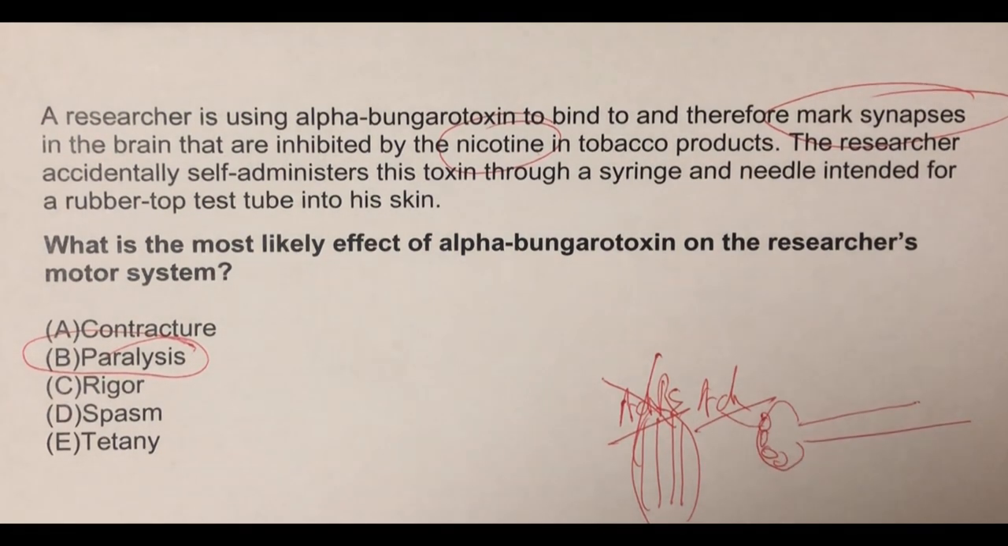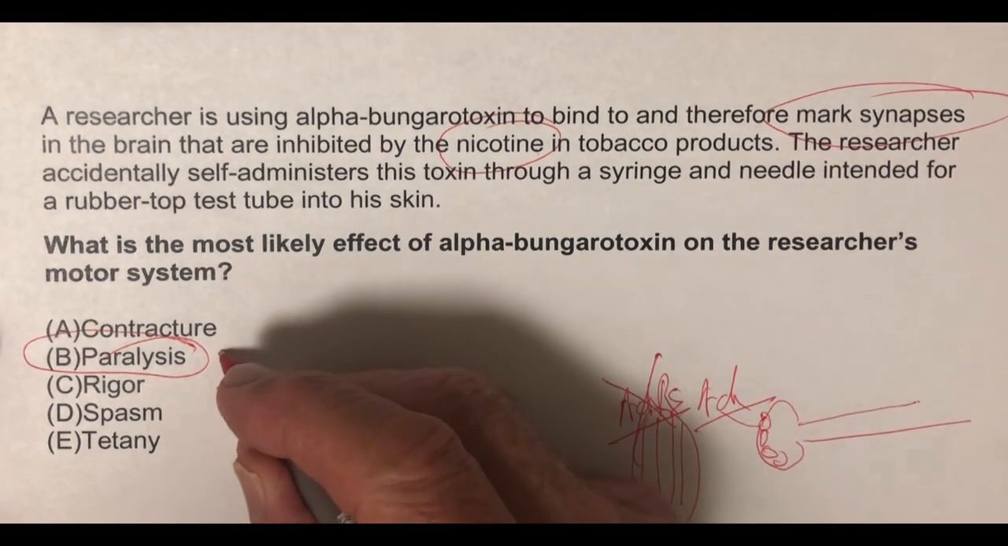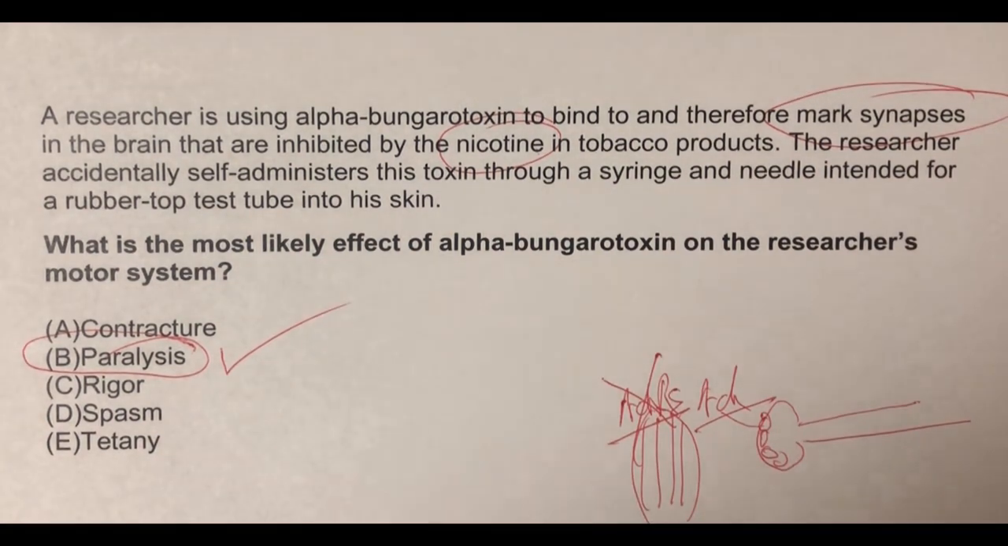Contracture, rigor, spasm, and tetany all relate to what? High excitability, or a state of stiffness of the muscle. Stiff muscles because of increased excitation. Here we have decreased excitation and flaccid paralysis. So it's a no-brainer that paralysis is the best answer.